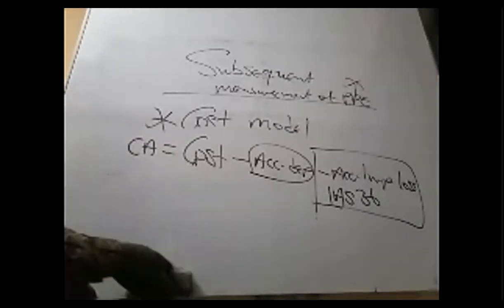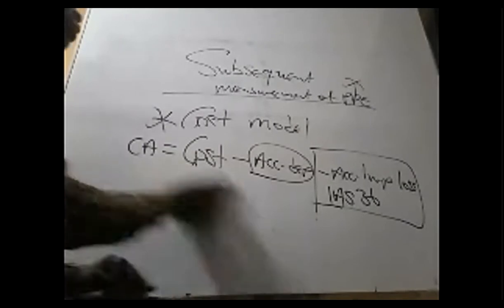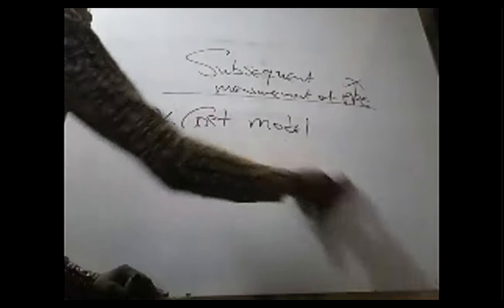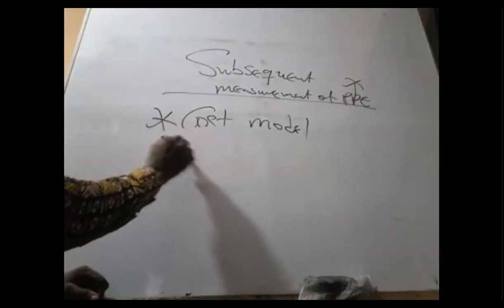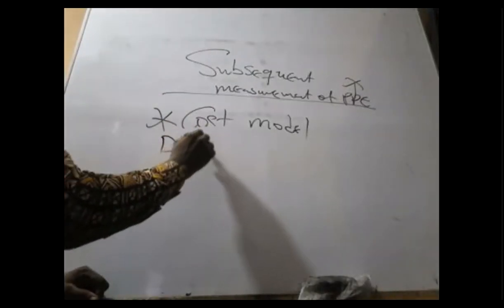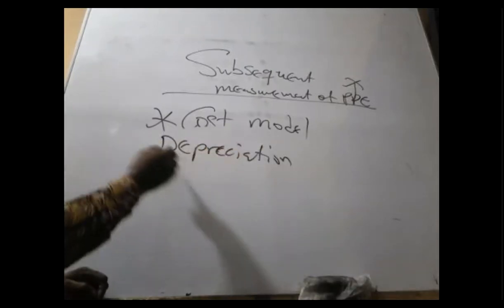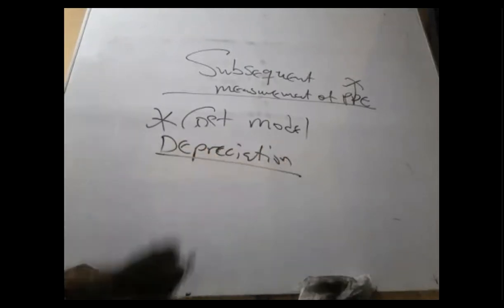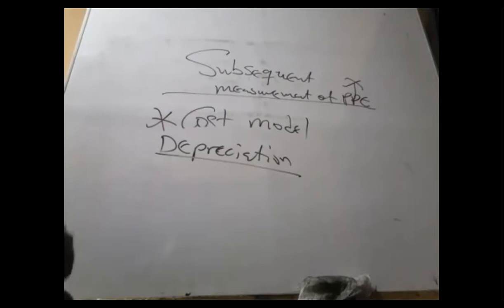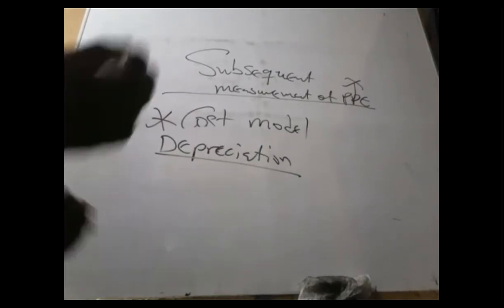Now, it means that the asset should be depreciated. So, depreciation. Depreciation simply means the systematic allocation of the depreciable amount over the asset's useful life. We have the methods. You know the methods.